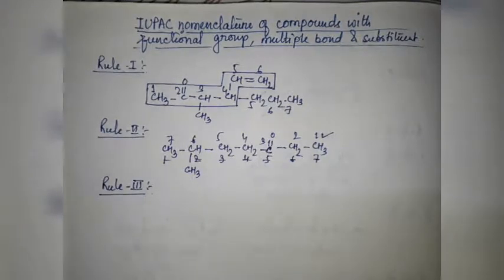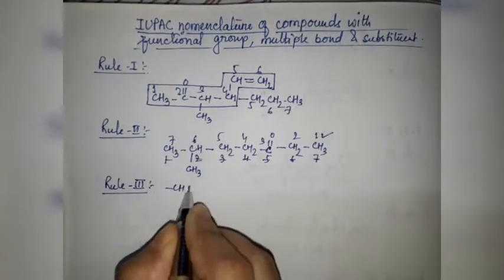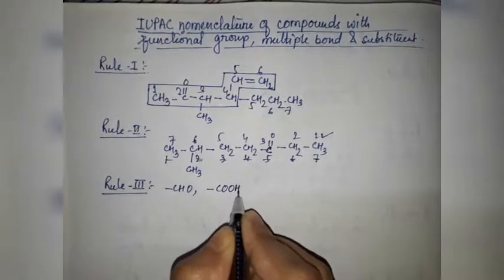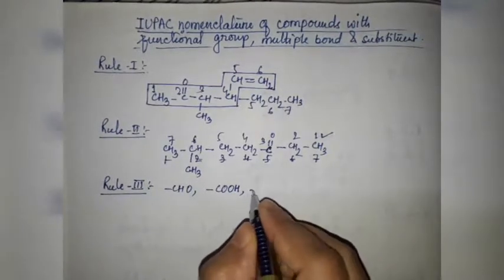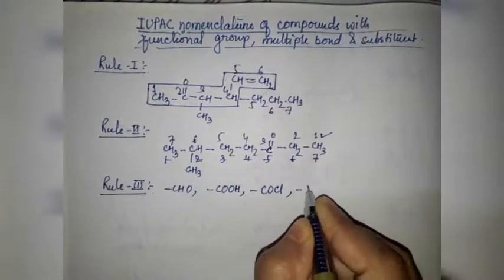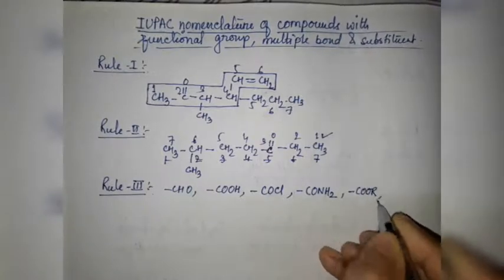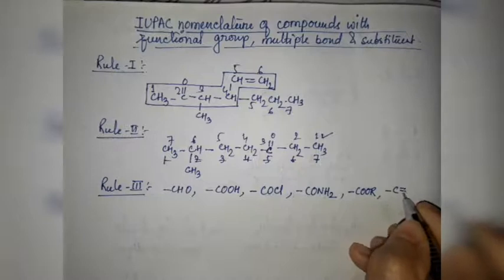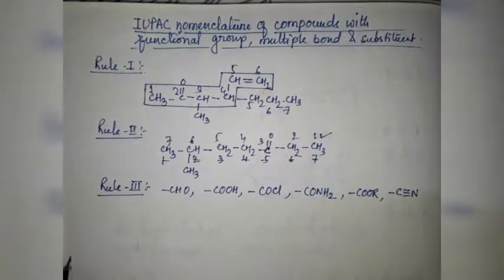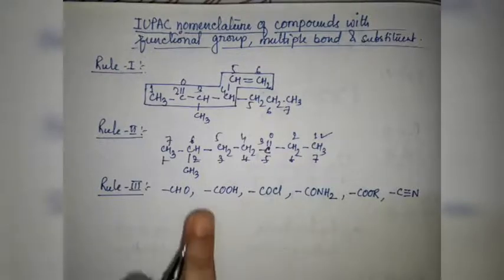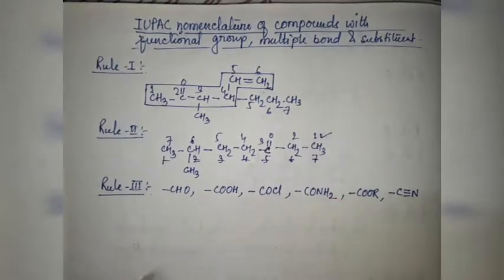So if the organic compound contains a terminal functional group like CHO or COOH, that means a carboxylic acid group, or an acid chloride group, or CONH2, or COOR, that means ester, or a nitrile like CN, the numbering of the parent chain must start from the functional group. That is, number 1 is always given to the carbon atom of these groups. Okay, and it is usually omitted from the final name of the compound.